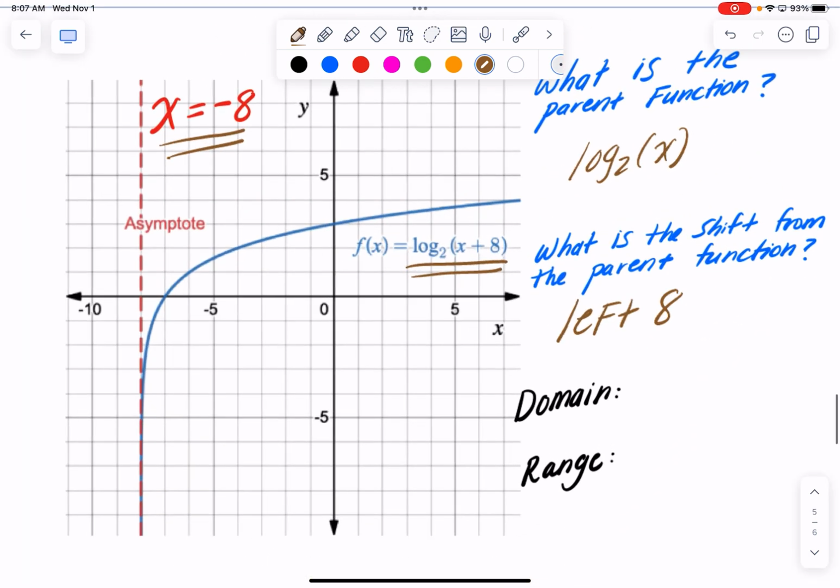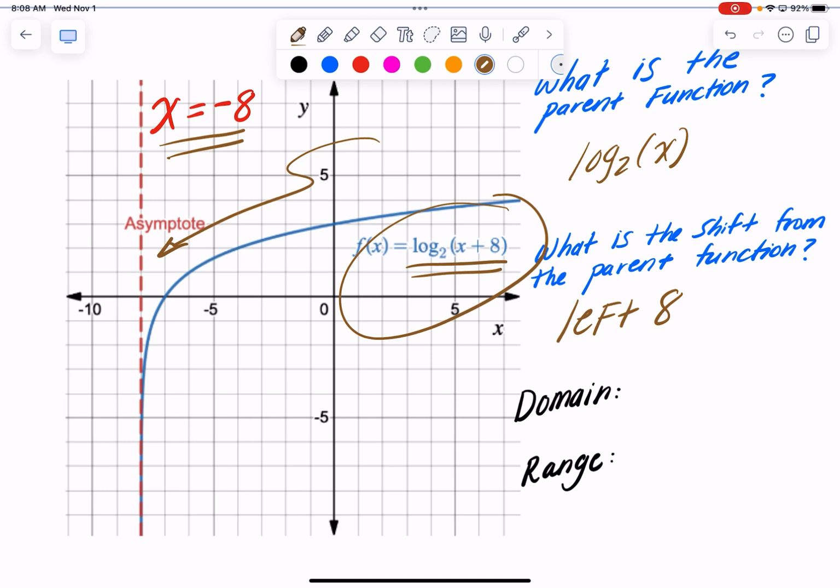So everyone notice now it's left 8. So the asymptote's at negative 8. This is really helpful because a lot of times they'll just say, what's the asymptote? It's always your shift left and right. Do you guys see what I'm saying? If they ask you what's the asymptote on your exponential, it's always the shift up and down.